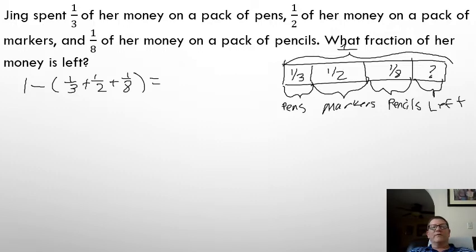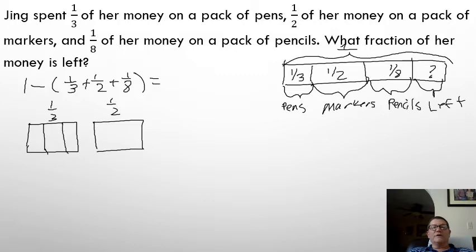Well, the first thing we have to do is add two fractions together. And we could add any two fractions we wanted together, but let's go ahead and start with 1/3 and 1/2. Here's our 1/3, here's our 1/2. We're going to split this one into thirds. We're going to split this one into halves. Now we're going to shade them in. I'm going to shade 1/3 in. And I'm shading 1/2 in.